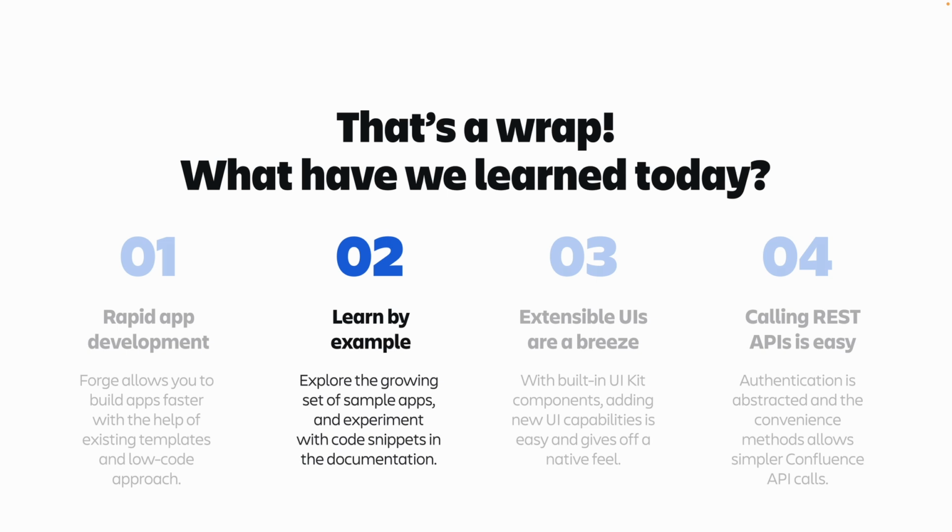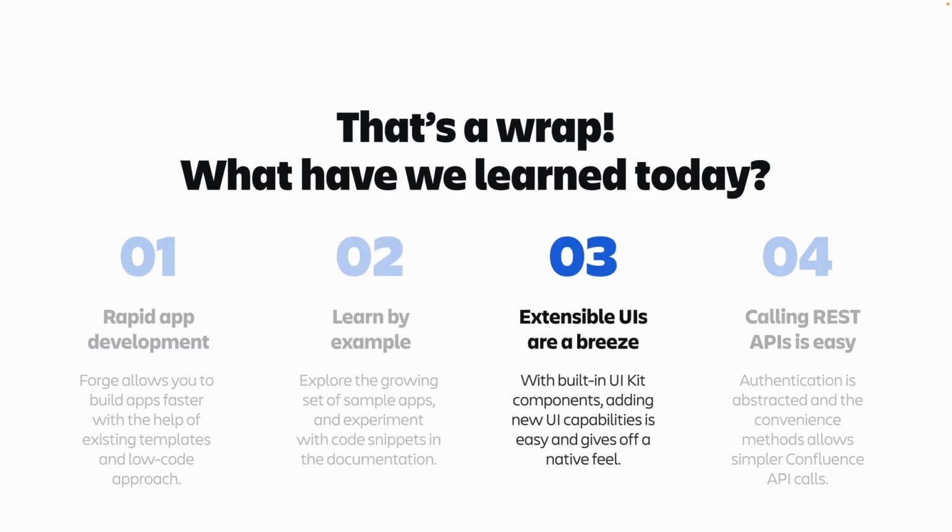Also, Forge makes it easy to import existing sample apps and register them as your own, so you can learn by example. Additionally, we learned that throughout the documentation, you'll find code snippets that make it easy to try out and test different modules, API methods, and more. Then, we learned about UI kit components and how it makes it a lot easier to build out rich UIs. From a module perspective, we tried out the macro, the content byline, and content action modules. There are also a lot of other modules and extension points that you can use in your Forge app.